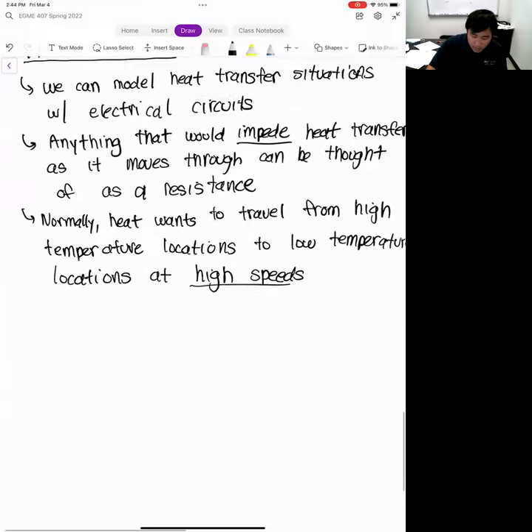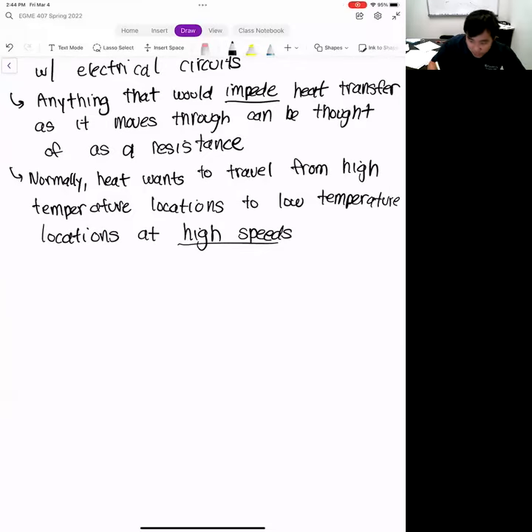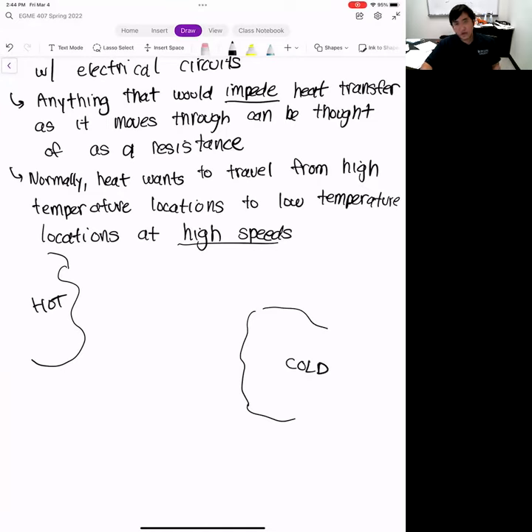I'm just going to draw an abstract picture. Let's say we have a nebulous thing here, and this is hot. I have another nebulous thing here, which is cold. Heat always wants to go this way, from someplace hot to someplace cold, and it wants to do this as quickly as possible. If it could, heat would want to move there instantaneously.